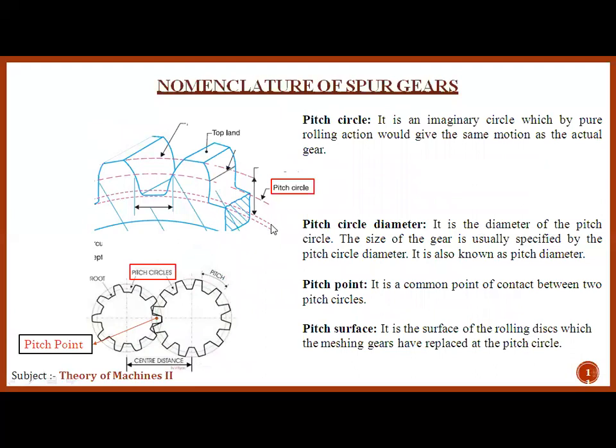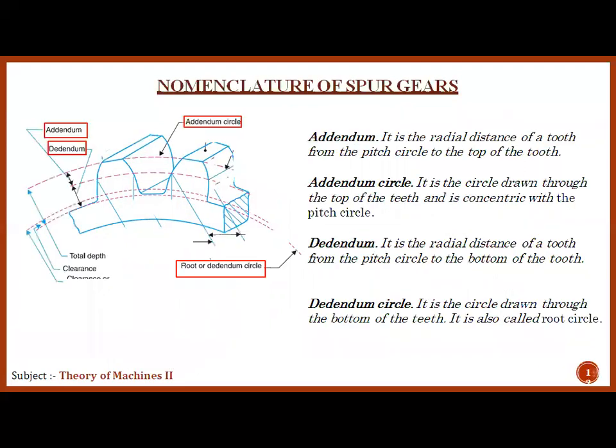Then pitch circle, we had already seen. Then pitch point. If two gears are in mesh, and both PCDs are intersecting with each other, then they intersect at the pitch point. This pitch point P is very important from our nomenclature point of view, and we are going to use that particular point in our future reference also. Then addendum and dedendum we had also seen.